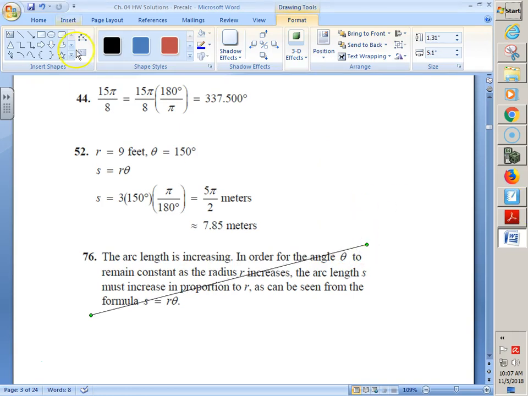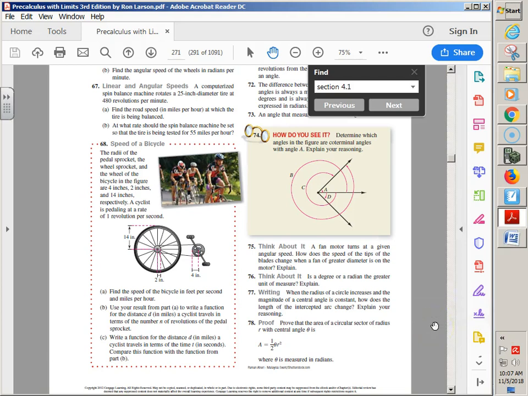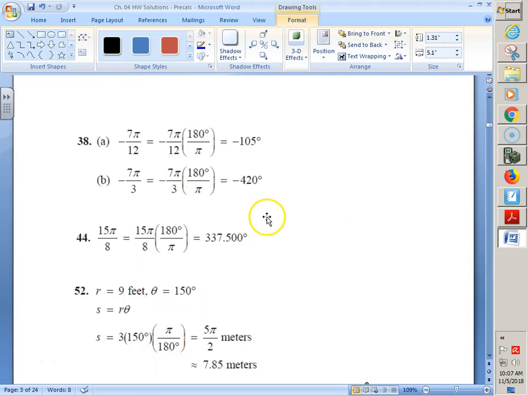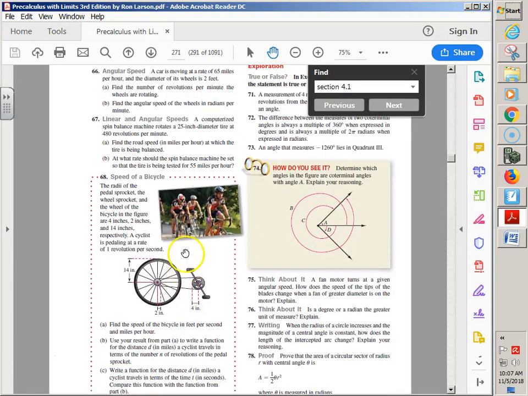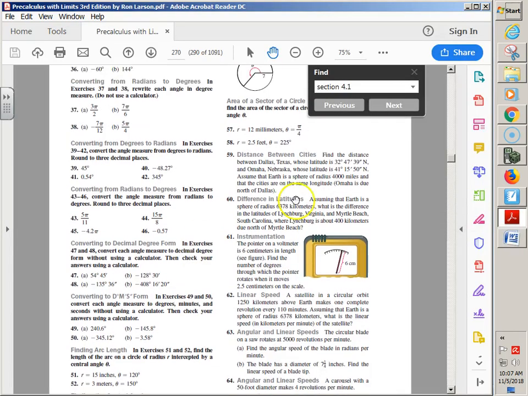Any questions that you have on homework? I could have sworn there was 1 more typo, but maybe not. Anything else? Yeah. Okay, let's check it out as to what it is. 38B, right, Tyler? Let me see.